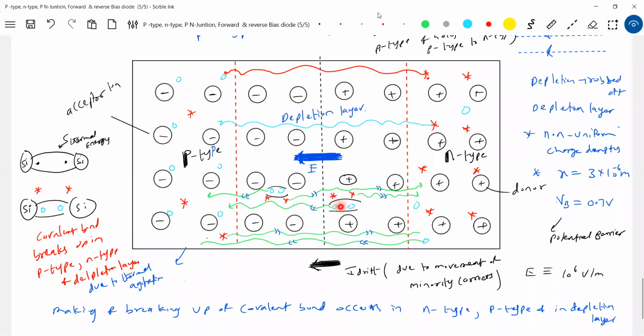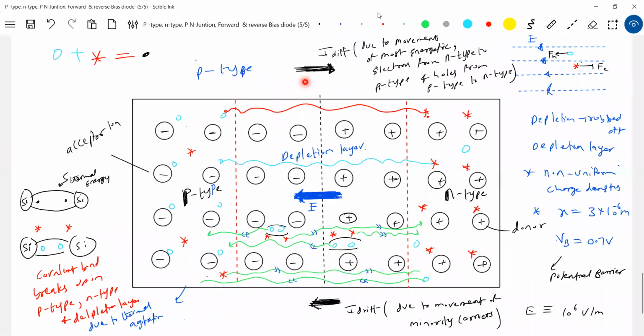We are not bothered about the making up of covalent bonds in the depletion layer, which is of no use. That's why in the books they avoided this discussion. So I'm just putting one statement. You need not bother about anything here now. The only thing is to try to focus on this one: drift current and diffusion current. Why the diffusion current? Due to movement of most energetic holes from P to N type, and most energetic electrons from N to P type. Why minority carriers? Due to breaking up of covalent bonds in the depletion layer, the carriers which are generated are minority. Means either the covalent bond breaks up here or here, they'll become minority.